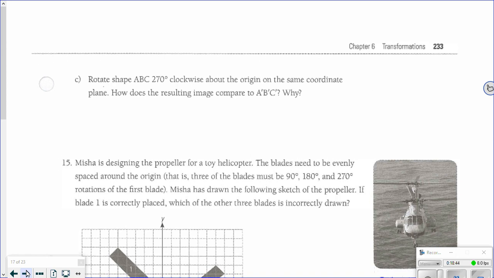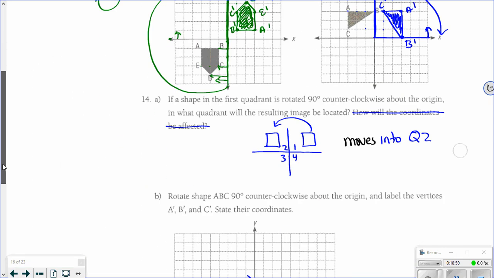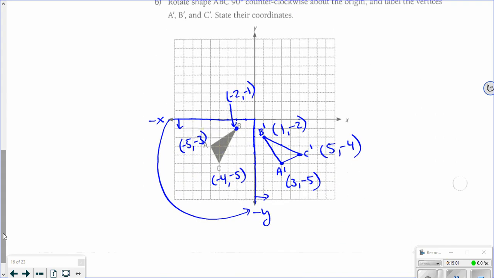Okay, part C says rotate shape ABC 270 degrees about the origin on the same coordinate plane. How does the resulting image compare to A prime, B prime, C prime, and why? So if we go back a page, it wants us to now go 270 degrees counterclockwise. Or sorry, clockwise.